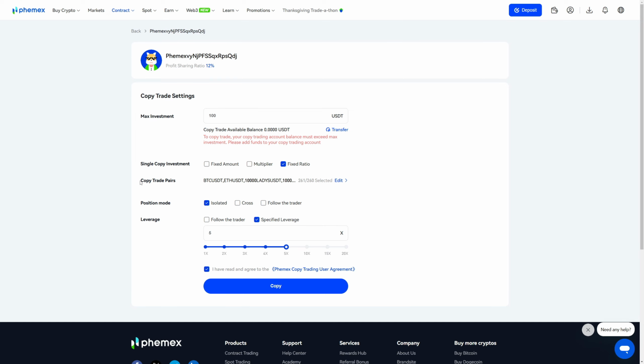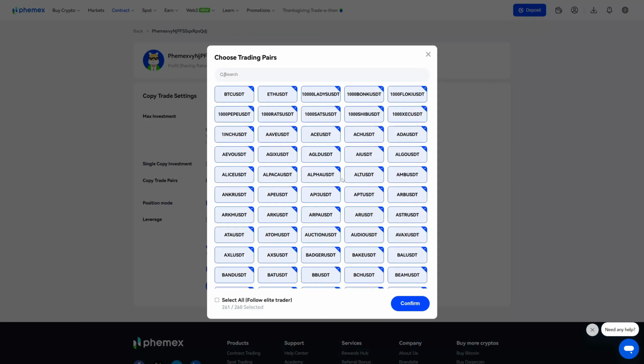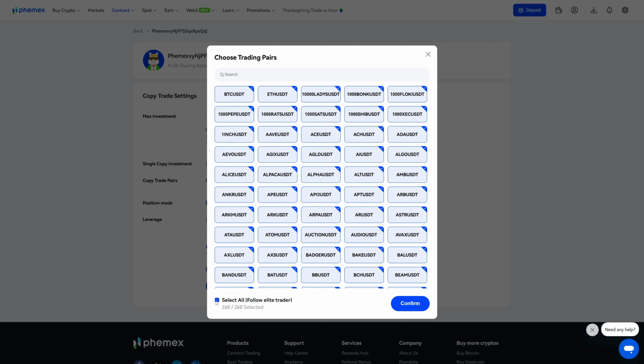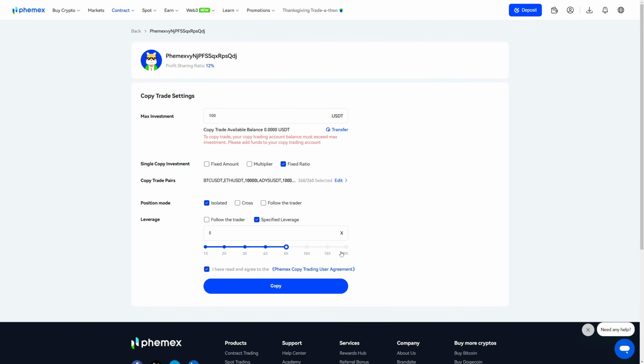Then we can also edit the trading pairs. Click on edit on the right hand side. Now you can select or deselect all, and now maybe select only Bitcoin and Ethereum and maybe Pepe. But in this case, I will just select all, confirm this, and now we will copy all of the trades exactly. Now position mode, we have isolated and cross.